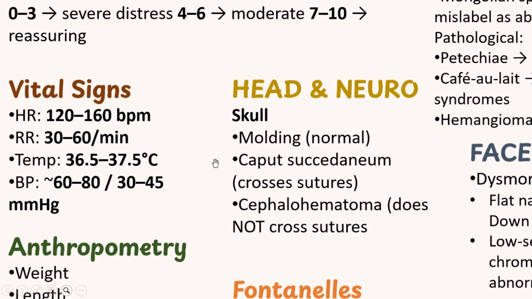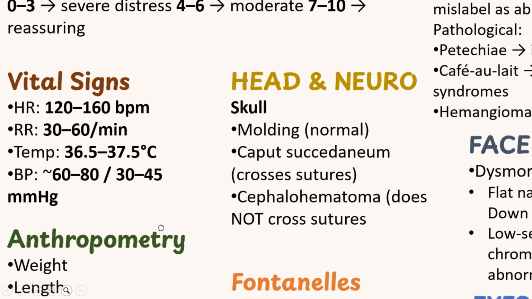Then we have the vital signs. The heart rate of neonates is a bit higher than that of adults, and that's going to be about 120 to 160. The respiratory rate is also higher, about 30 to 60. Temperature is going to be between 36.5 to 37.5. And then the blood pressure is 60 to 80 over 30 to 45 millimeters of mercury.